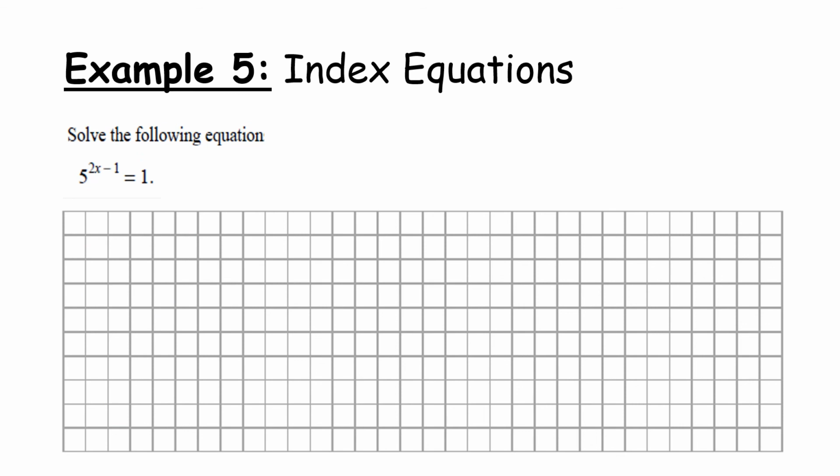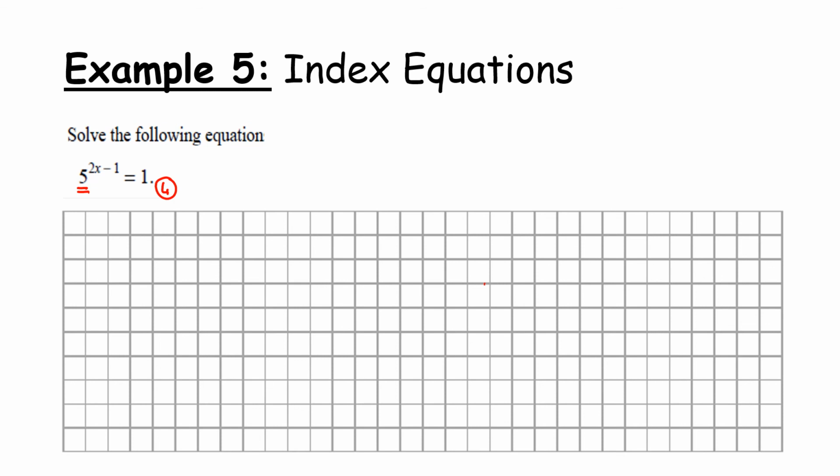So let's take another index equation question and work through it. So again, remember, what we're trying to do in all these index equation questions is get both sides to be the same base. So I have 5 to the power of 2x minus 1 is equal to 1. Again, my focus is going to be getting both sides to be a 5 to a power. Don't forget your laws of indices.